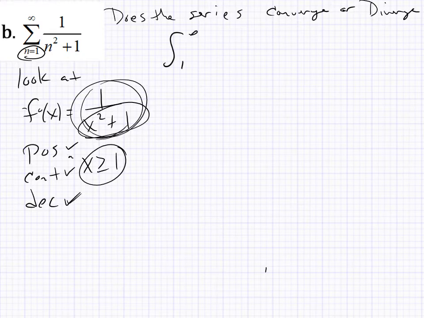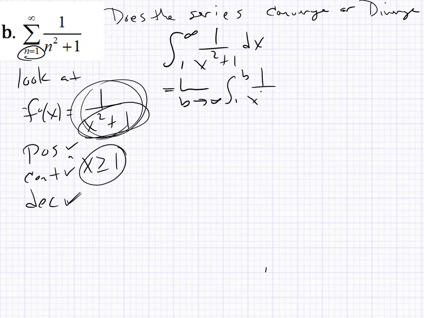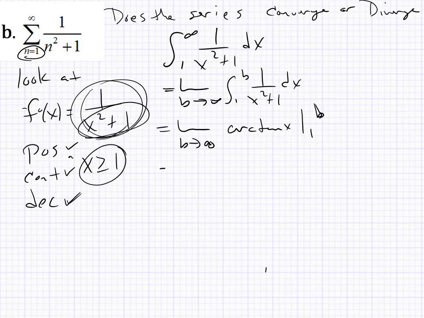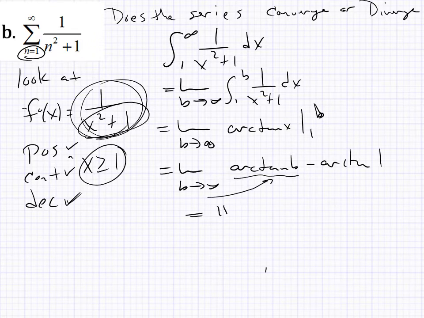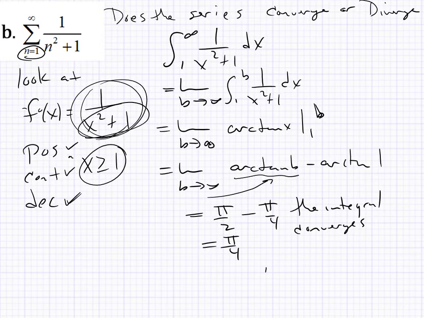So we're going to do the integral from 1 to infinity of 1 over x squared plus 1 dx. Now, we'll have to do the limit as b goes to infinity of the integral from 1 to b of 1 over x squared plus 1 dx, because it's improper. The integral is real easy to do. We're going to use arctan. So we're going to get arctan x from 1 to b, where the limit as b goes to infinity of arctan b minus arctan 1. If you remember, as b goes to infinity, arctan b goes to pi halves, and arctan of 1 is pi fourths. So pi halves minus pi fourths is pi fourths. So we could say the integral converges to pi fourths.